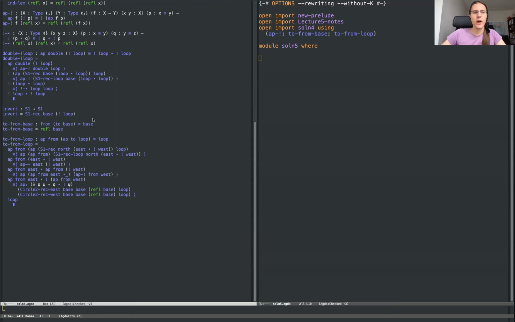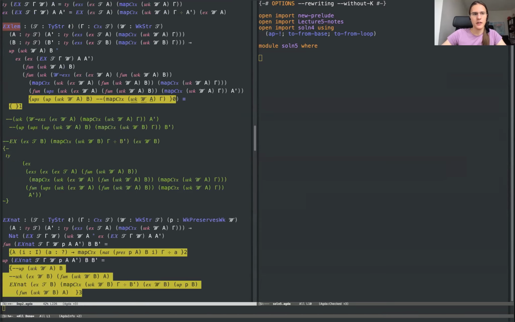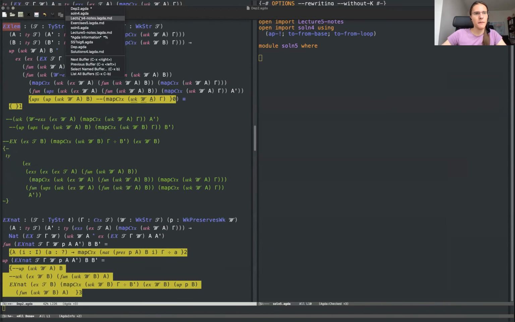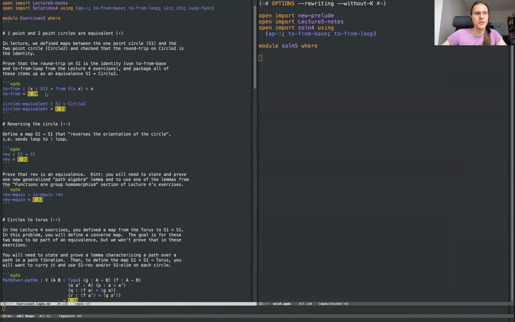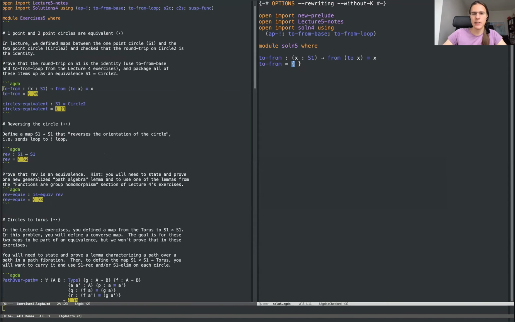And the question was, well, then can we show that to composed from, or from composed to, I guess, is how you'd read it, whether that function is homotopic to the identity function. And that's the very first exercise. So this was a question last time that was asked, and then I said we can't do it because we don't have the dependent eliminator. Well, now we do have the dependent eliminator.